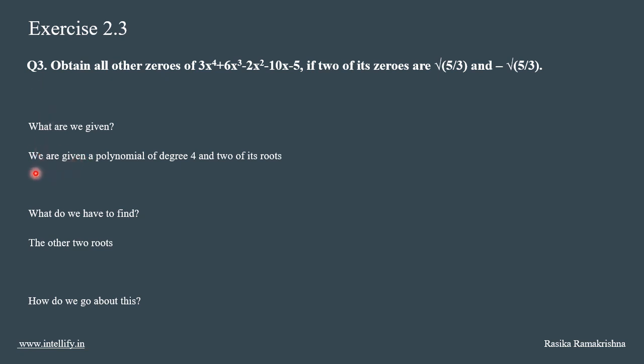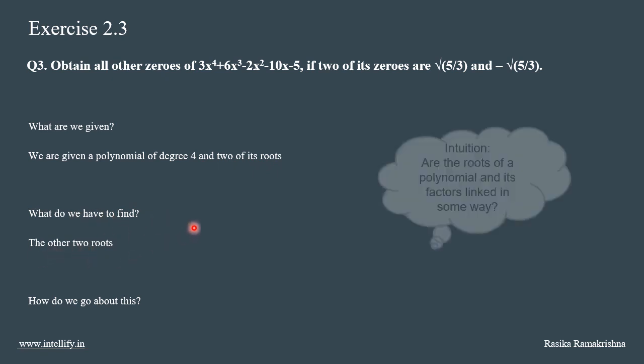Alright, so what are we given? We're given that a polynomial is of degree 4 and what the polynomial is, and we're given two of its zeros as well. And what do we have to find? We have to find the other two zeros of the polynomial. So how do we go about this?